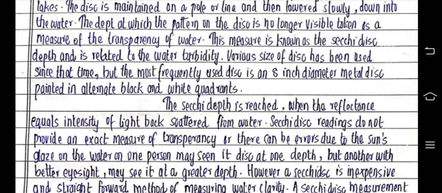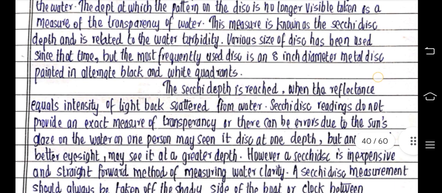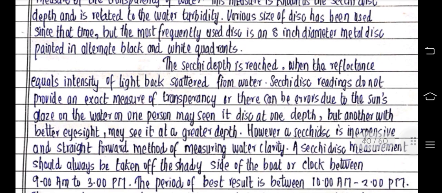Various sizes of disc have been used since that time, but the most frequently used disc is an 8-inch diameter metallic disc painted in alternate black and white quadrants. The Secchi depth is reached when the reflectance equals the intensity of light backscattered from water.